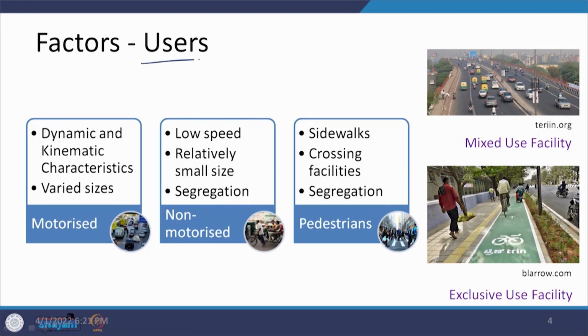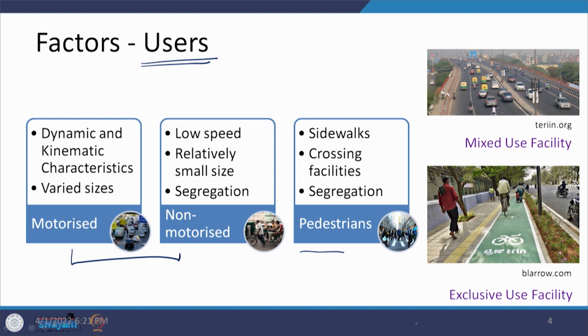So, let us look at the first thing for today's interaction, that is the users. What type of users are going to be there on a road? That is what we are talking about here. When you are talking about these users, we can have various vehicles which can be defined as motorized and non-motorized, and the pedestrian will be a separate category because they are not being driven by any fuel. No fossil fuel is being used, they are using their own energy. So, we can have motorized users, non-motorized users and pedestrians on any road facility.